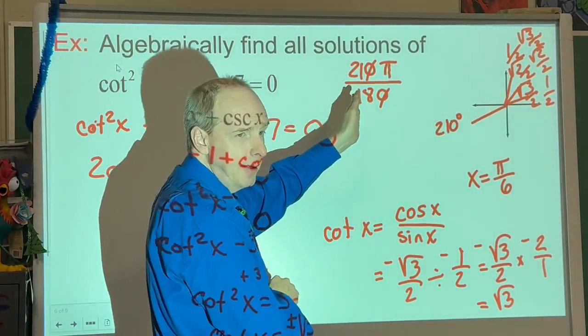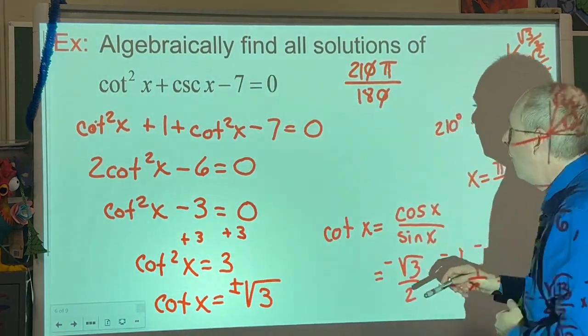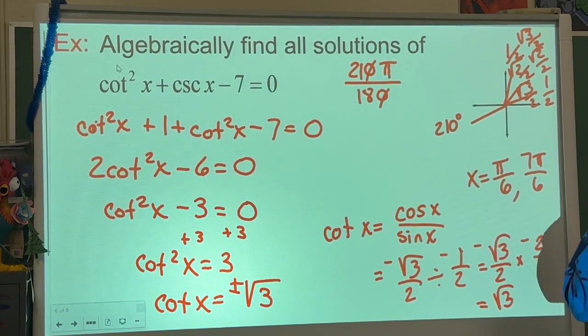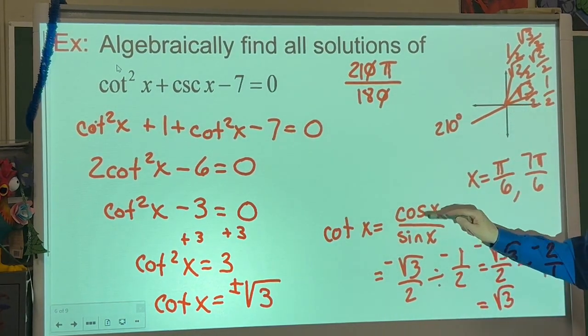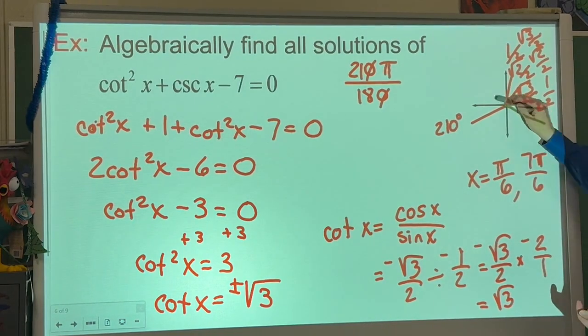3 times 7, 3 times 6, sounds to me like they both divide by 3. So, divide by 3, 7 pi over 6. That takes care of the positive radical 3's. Where is cotangent going to be negative? Well, that would be when one is positive, one's negative. And that happens here and here.